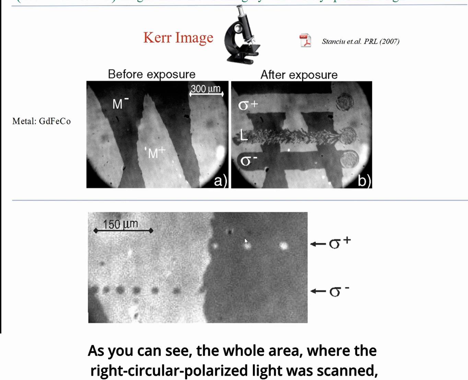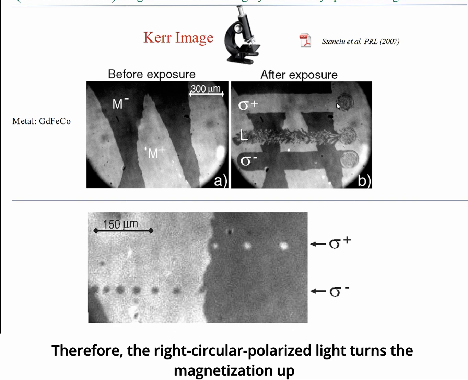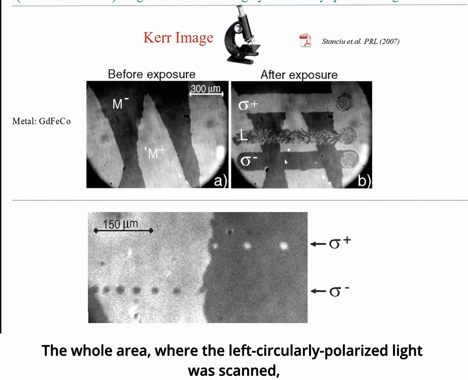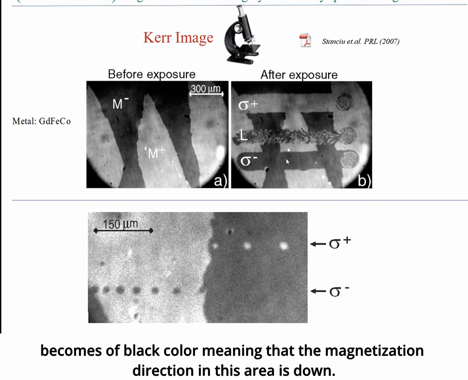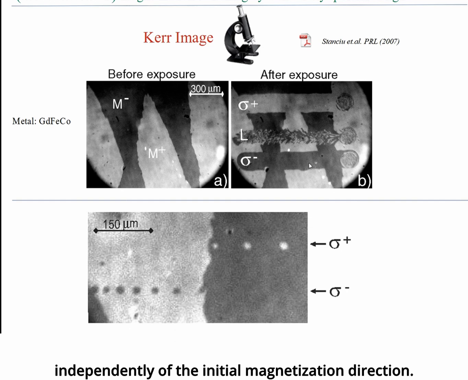As you can see, the whole area where the right circular polarized light was scanned became of white color, meaning that the magnetization direction in this area is up. Therefore, the right circular polarized light turns the magnetization up independently of initial magnetization direction. The whole area where the left circular polarized light was scanned becomes of black color, meaning that the magnetization direction in this area is down. Therefore, the left circular polarized light turns the magnetization down independently of initial magnetization direction.